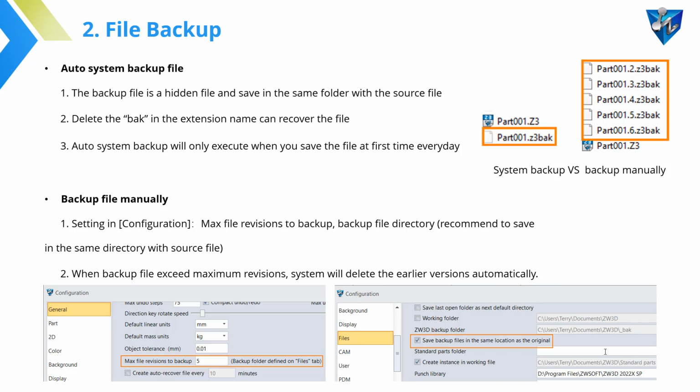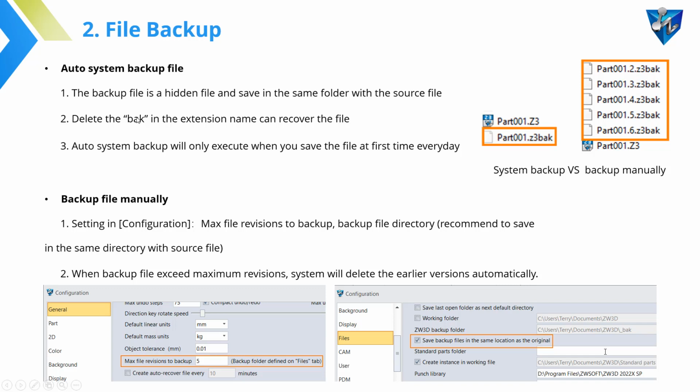Let's continue. In this part, I will introduce the file backup setting in ZW3D. In ZW3D, you can use the auto system backup. The backup file is a hidden file and is saved in the same folder as the source file. You can see from this picture, the one with Z3BAK is the backup file. If you want to use the backup file, you just need to delete the BAK in the extension name, and after that you can recover the file.